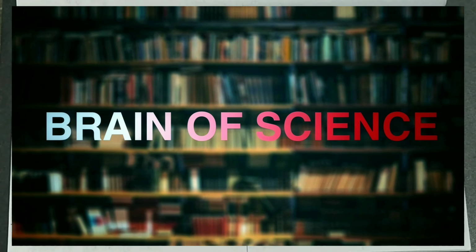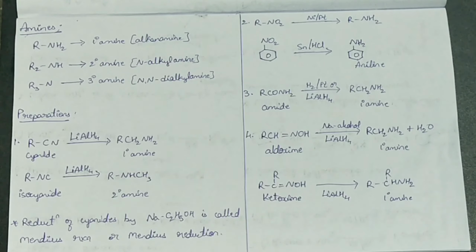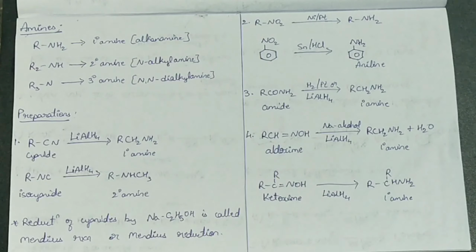Hello everyone. In today's video we shall learn about amines. The general formula of amines: for primary amine, RNH2; for secondary amine it's R2NH; for tertiary amine, R3N. Primary amine is called an alkyl amine. Secondary amine is called an N-alkyl amine. Tertiary amine is known as an N,N-dialkyl amine. Next we shall look into the preparations.